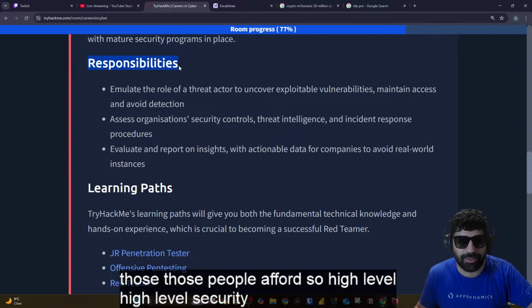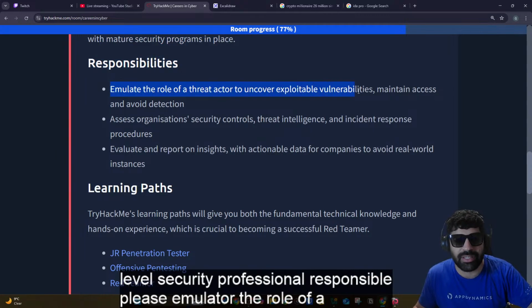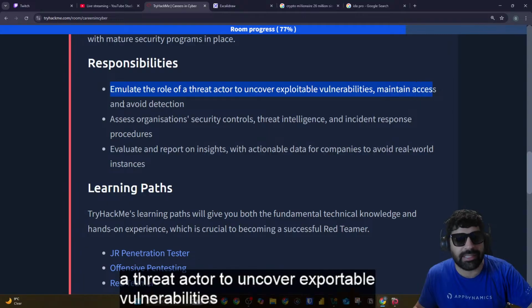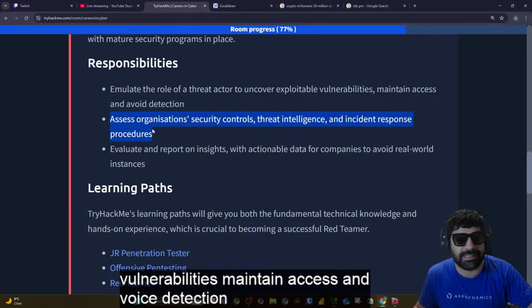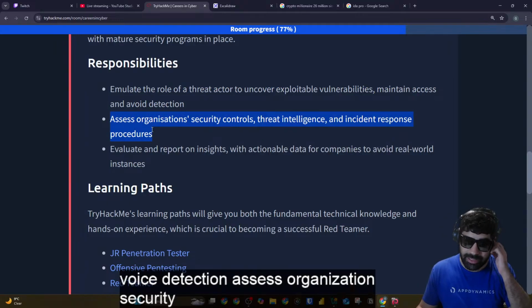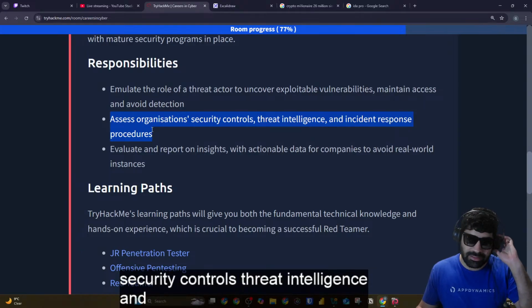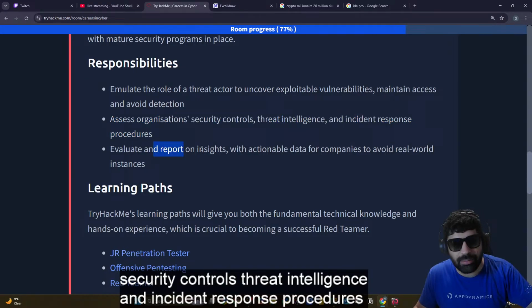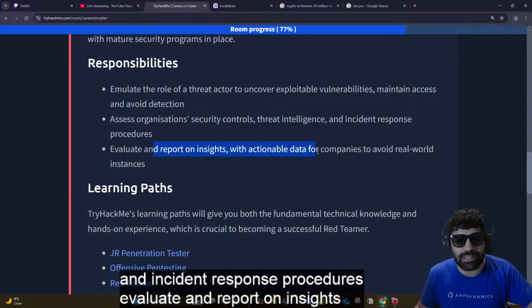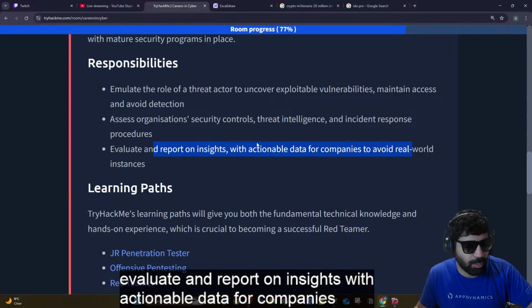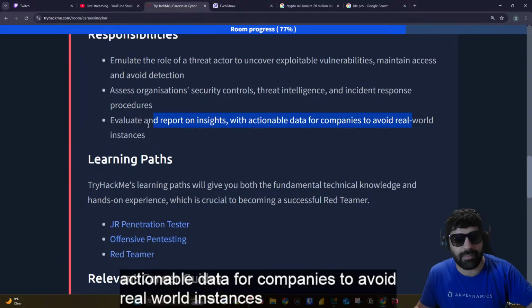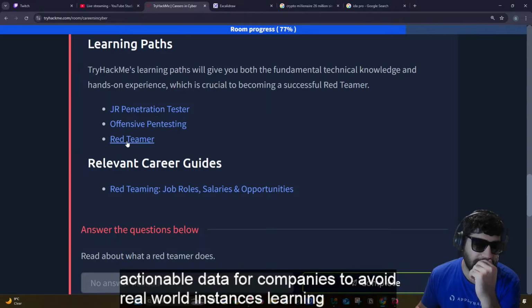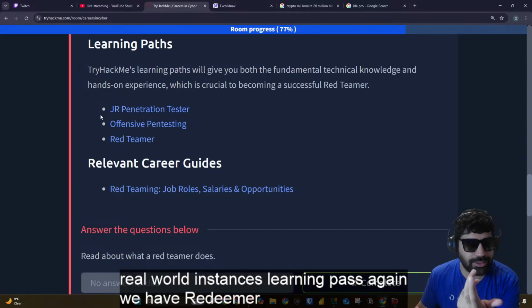high level security professionals. Responsibilities: emulate the role of a threat actor to uncover exploitable vulnerabilities, maintain access and avoid detection, assess organization security controls, threat intelligence, and incident response procedures, evaluate and report on insights with actionable data for companies to avoid real world incidents. Learning paths: again, we have red teamer, offensive penetration, junior penetration tester.